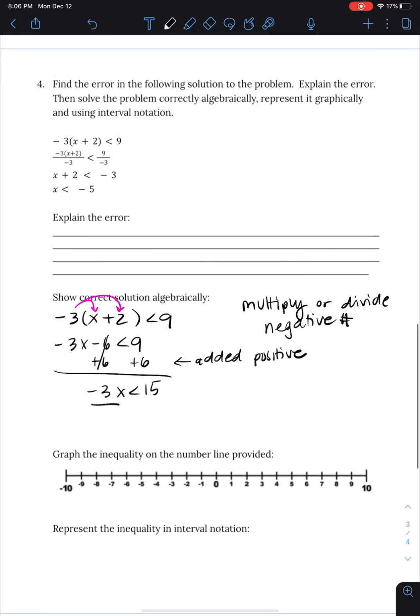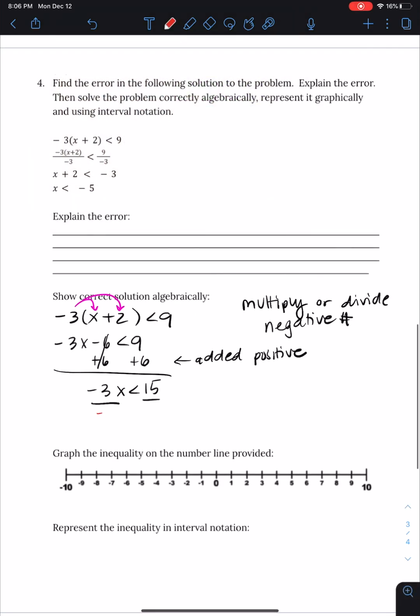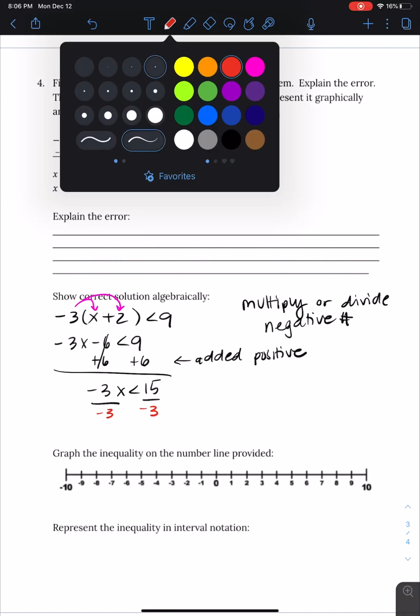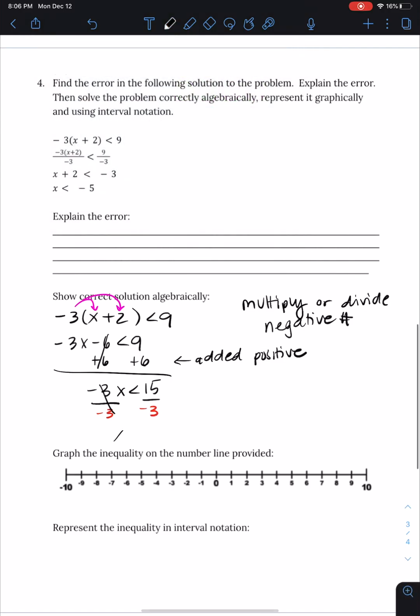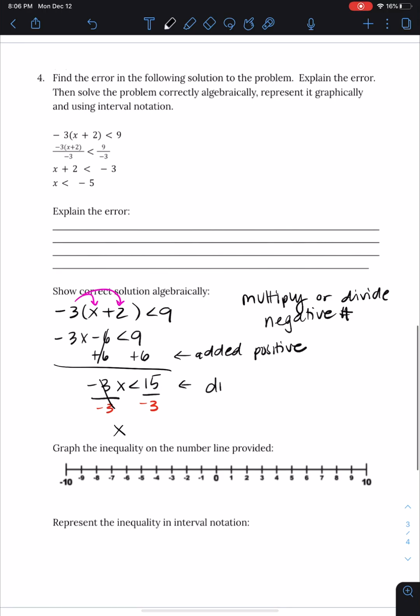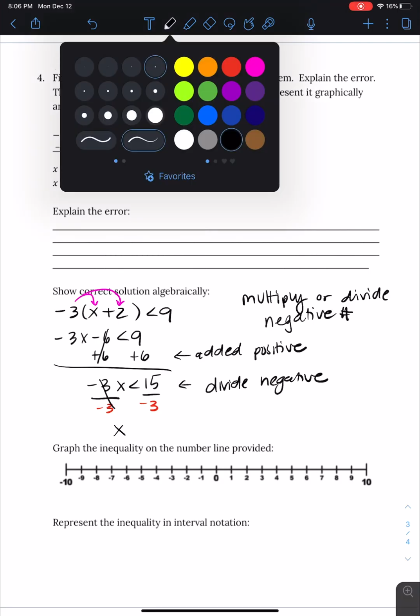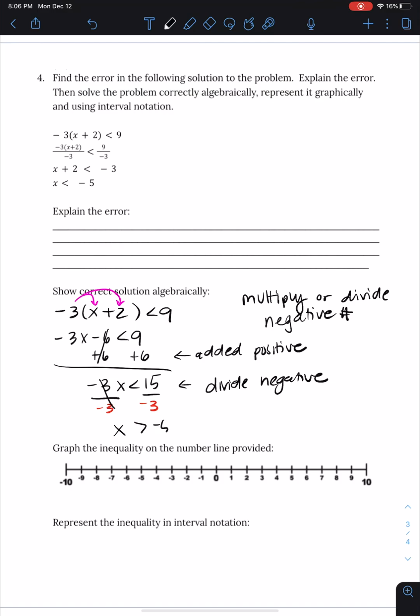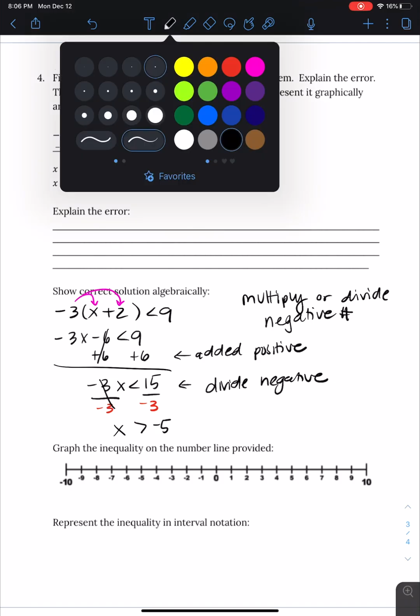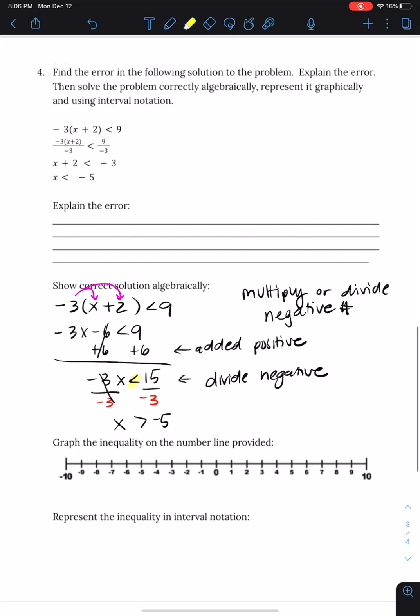But now, on each side, we're going to divide by -3 to isolate x. These will cancel out. And since we're dividing by a negative, the sign is going to change. So it's going to change from being less than to greater than. And 15 divided by -3 is -5. So I'm just going to highlight here that it changed from less than to greater than because we divided by a negative.